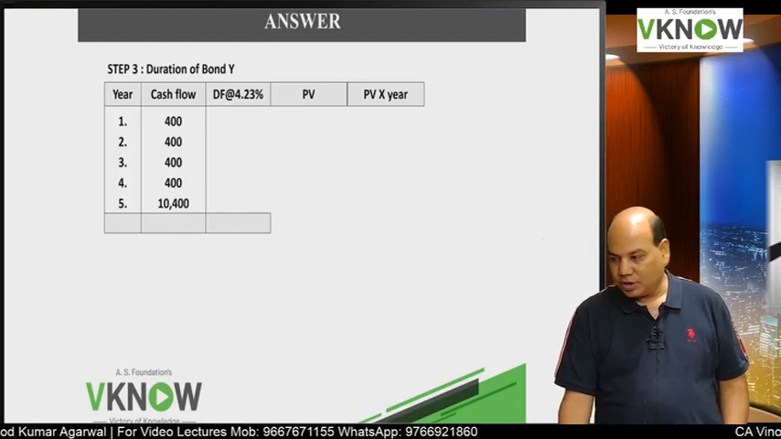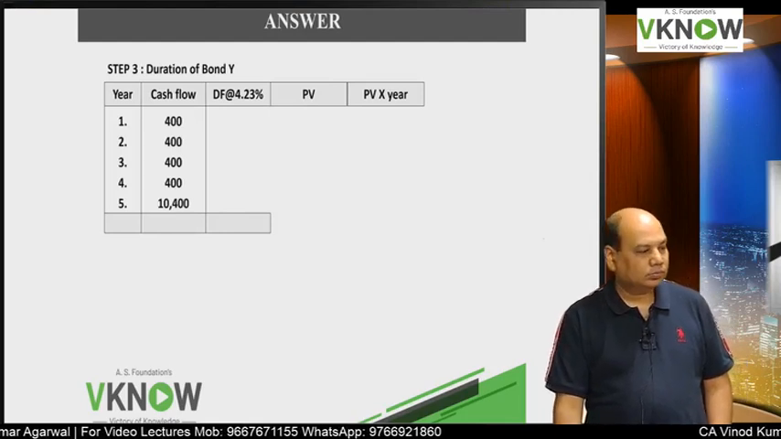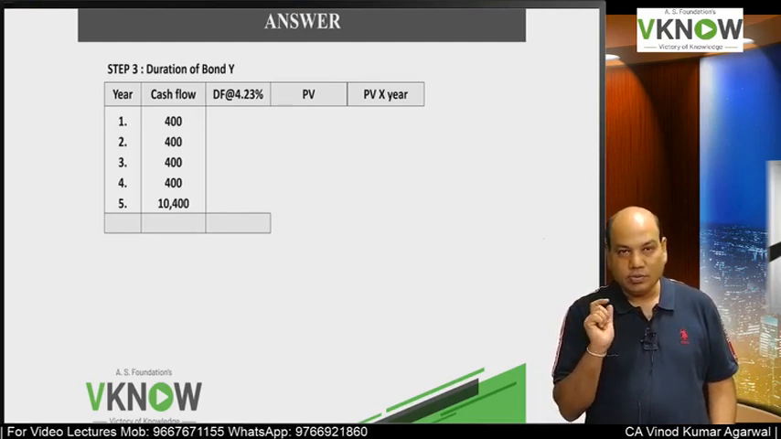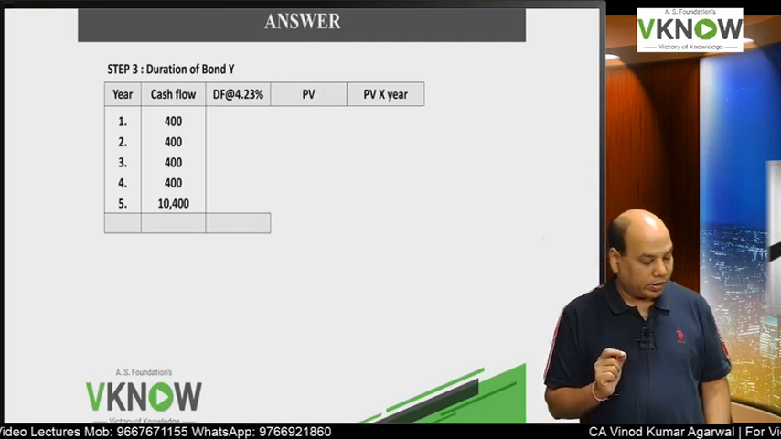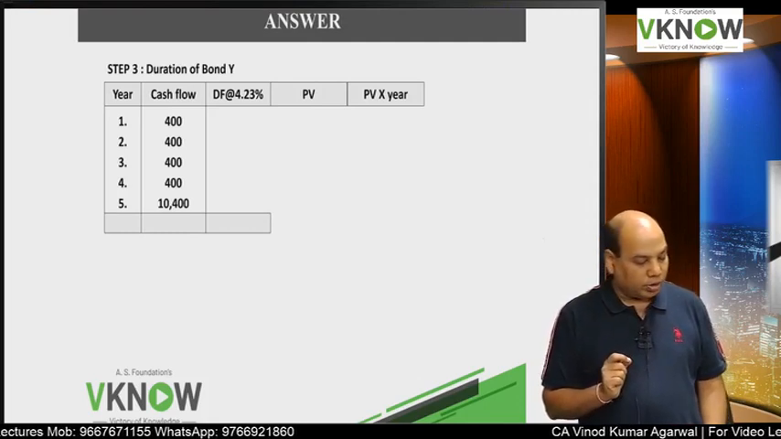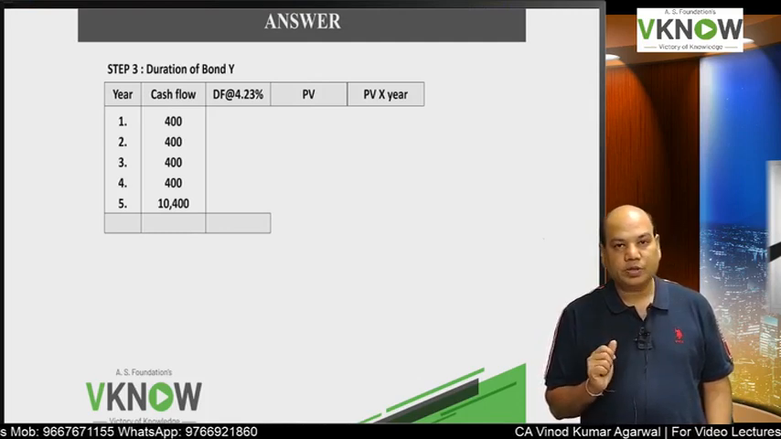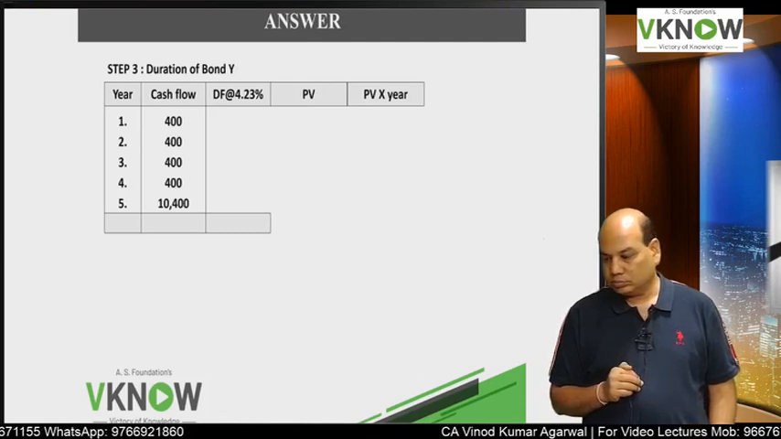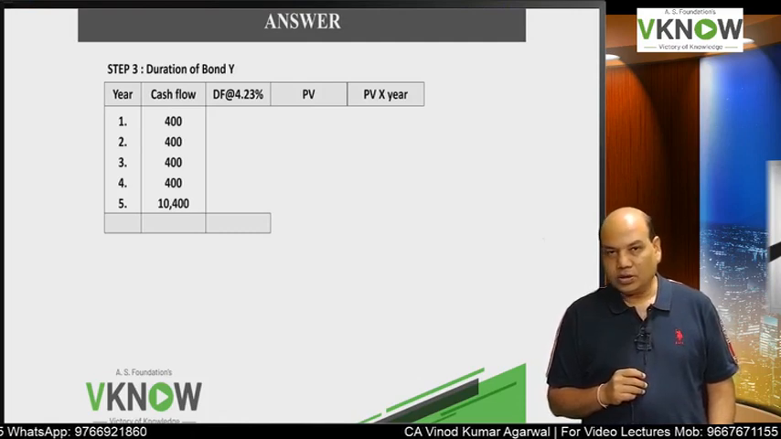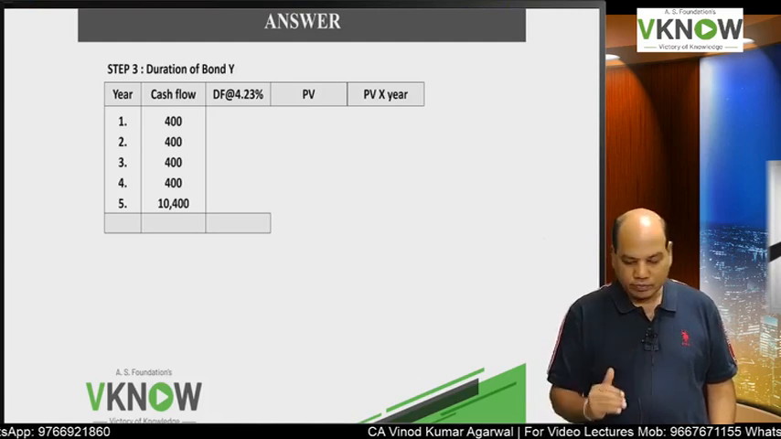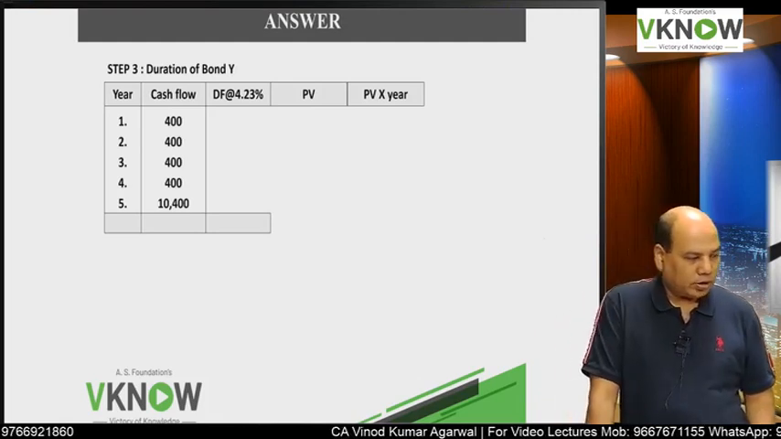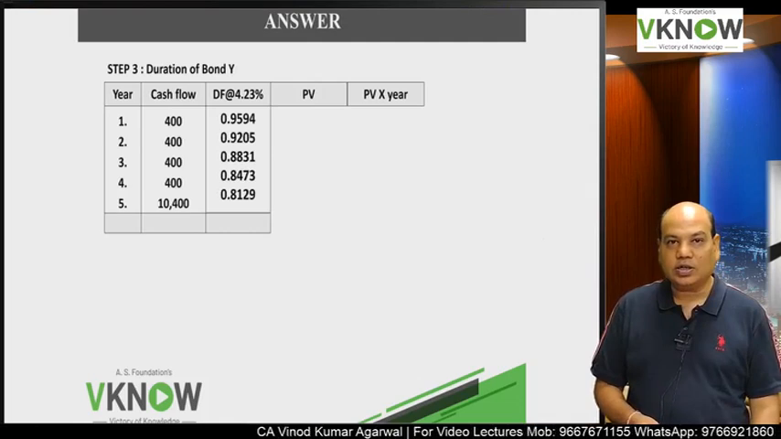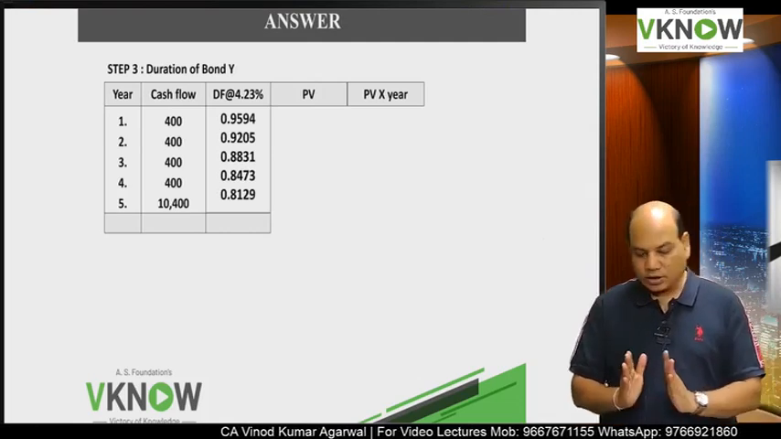Write down step 3. Duration of bond Y. Here also I am going to take the same YTM because that is what is written in the problem. This bond has coupon rate 4%. So 4% of 10,000 is 400, 4 times, and last year 10,400. Copy the factors from the previous calculation. Don't waste time on factor calculation again. The factors are the same, copy.